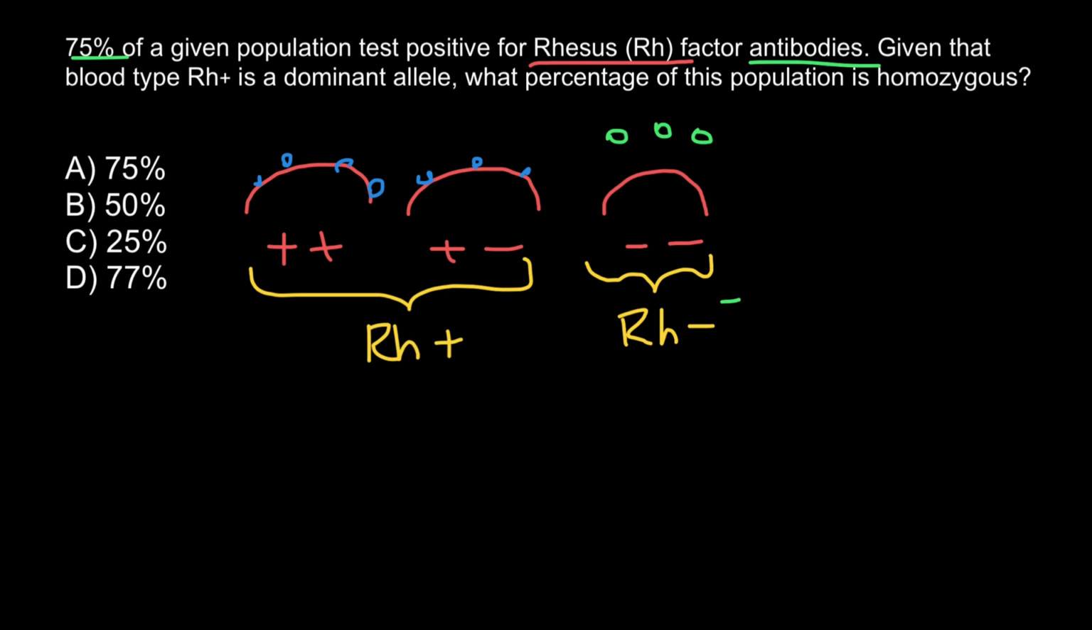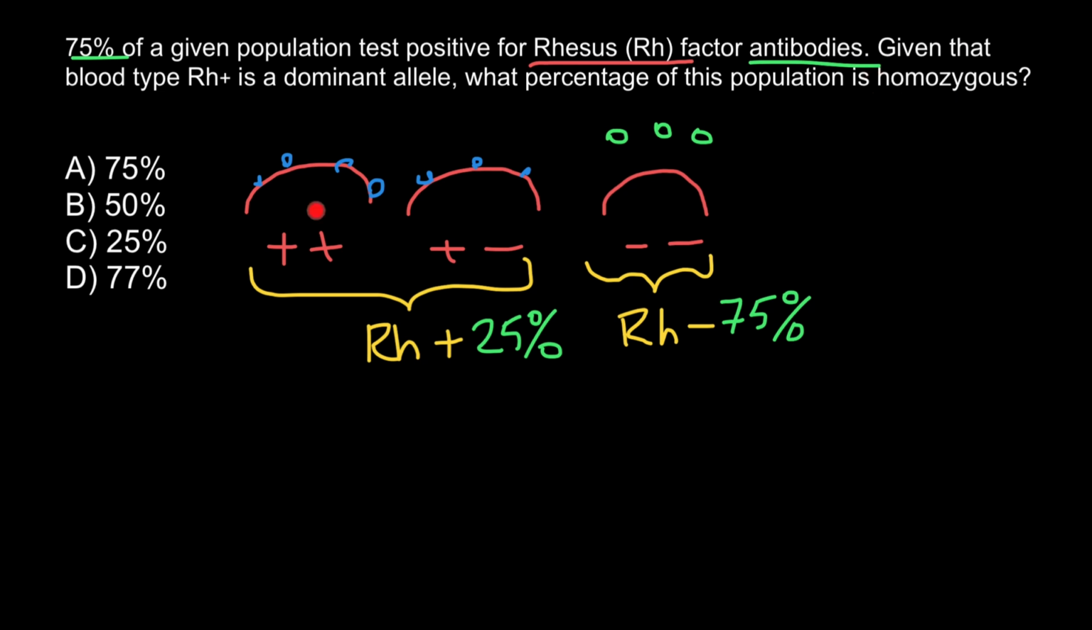So let's put 75% here and 25% here. These two genotypes would make 25%. And this genotype and phenotype is going to make another 75%. Now let's read the second sentence of the problem. Given that the blood type Rh positive is a dominant allele, what is the percentage of this population that is homozygous?